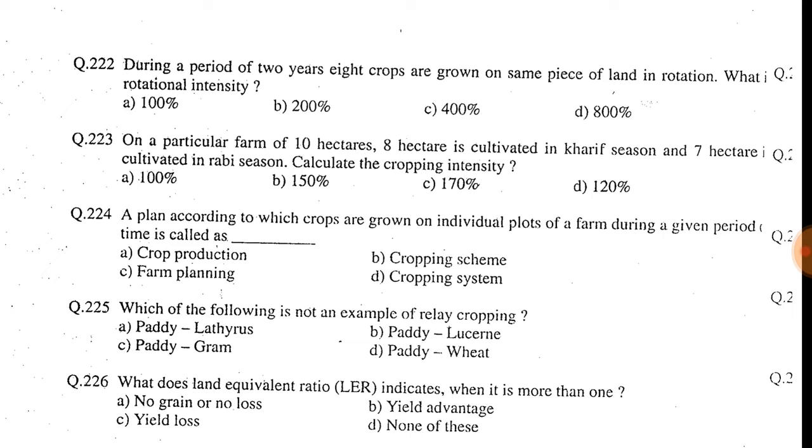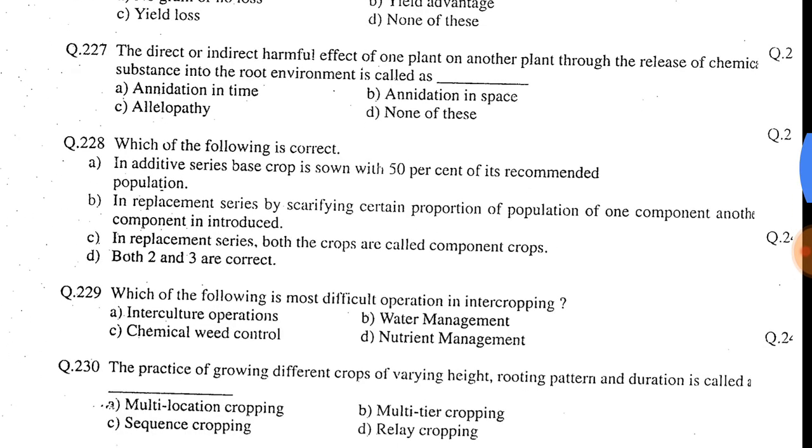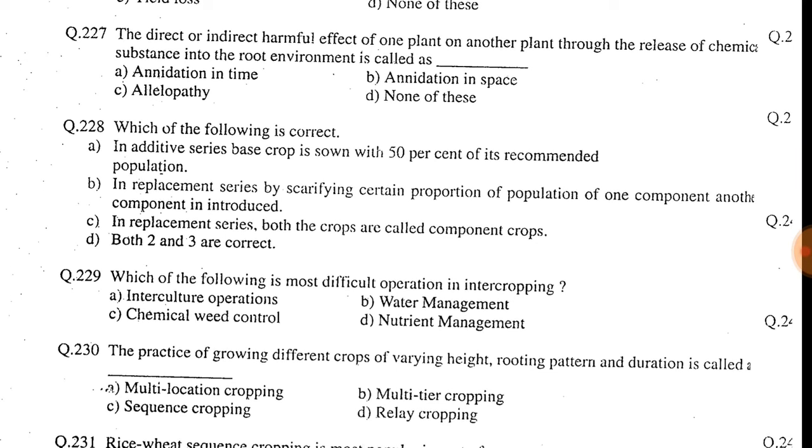227. The direct or indirect harmful effect of one plant on another plant through the release of chemical substances into the root environment is called allelopathy. 228. Which of the following is correct? Both 2 and 3 are correct.